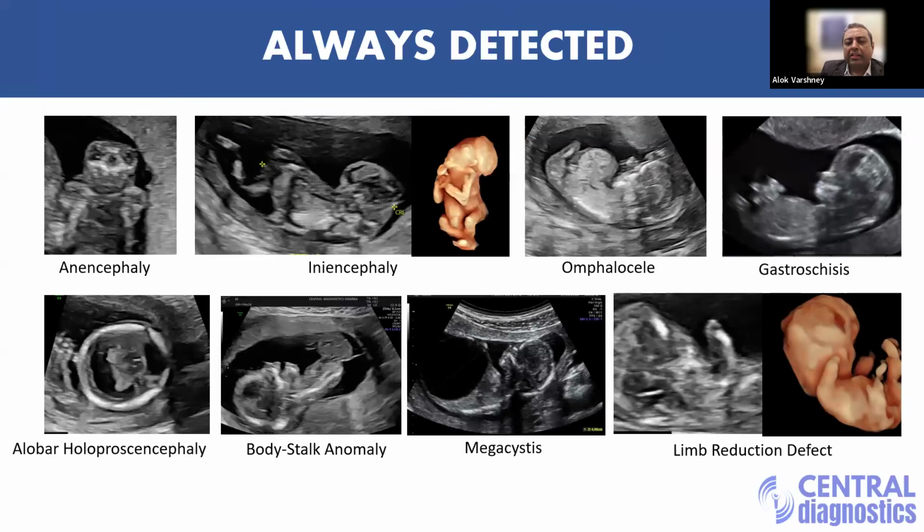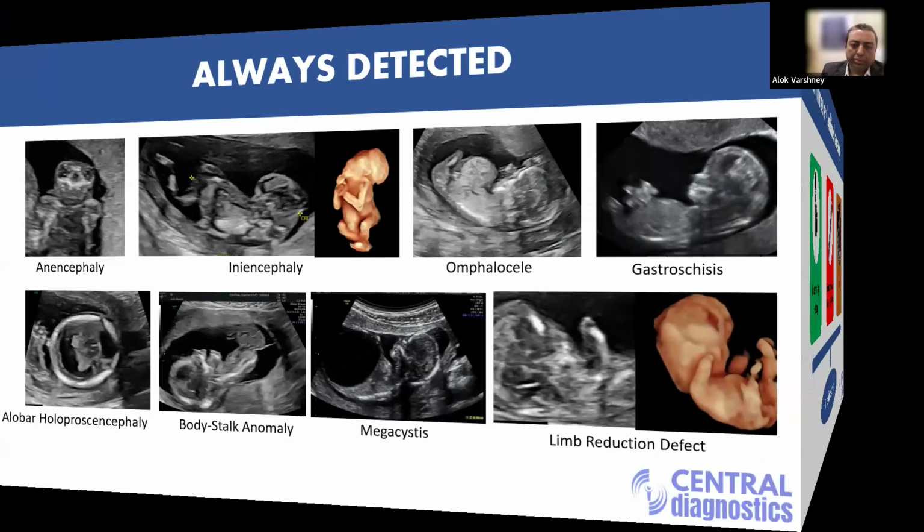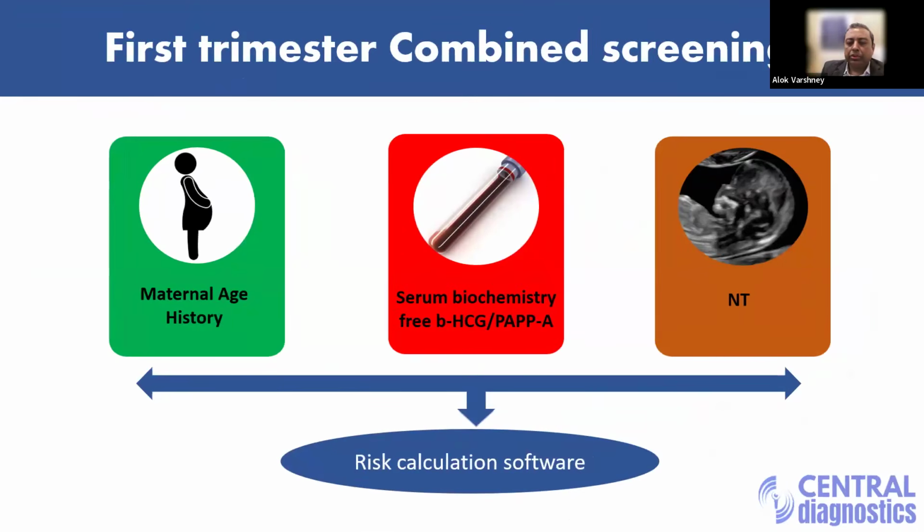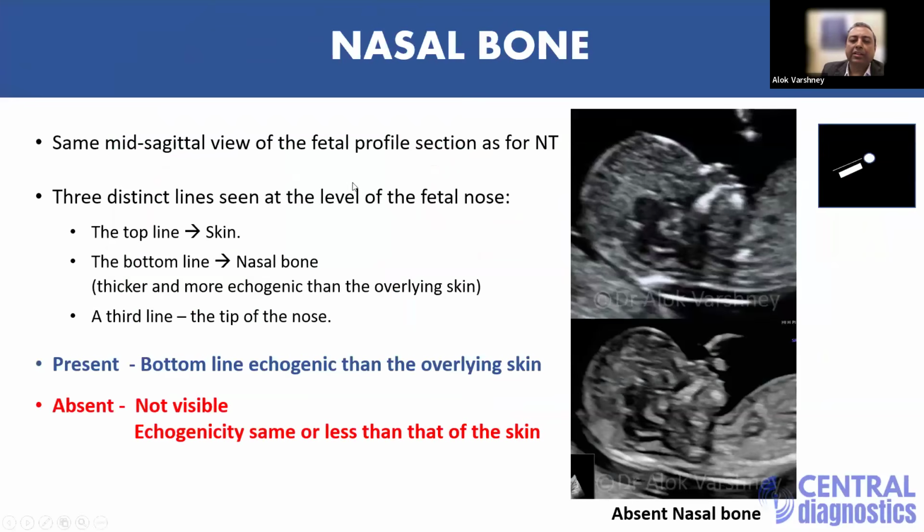So there are certain abnormalities which should always be detected: anencephaly, iniencephaly, omphalocele like this, the large ones, gastroschisis, alobar holoprosencephaly, body stalk abnormality, megacystis, and major limb reduction defects. They should always be detected in the first trimester. And that is why it is very important that we take standard planes and evaluate the fetal morphology completely. We can also refine the first trimester combined screening. So instead of only doing the NT, we can also add the nasal bone.